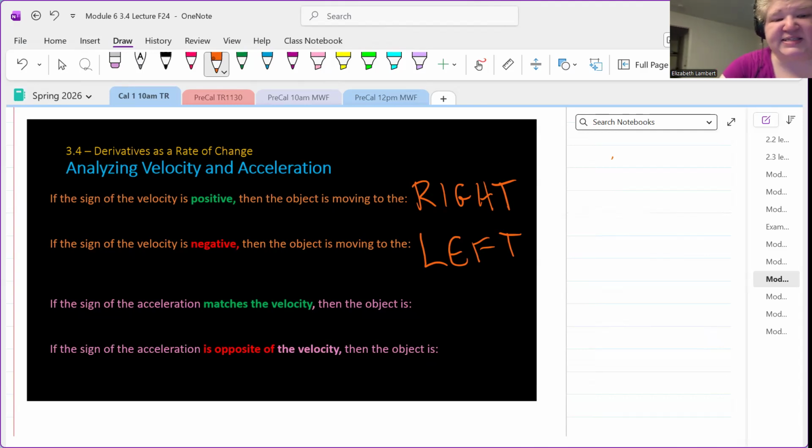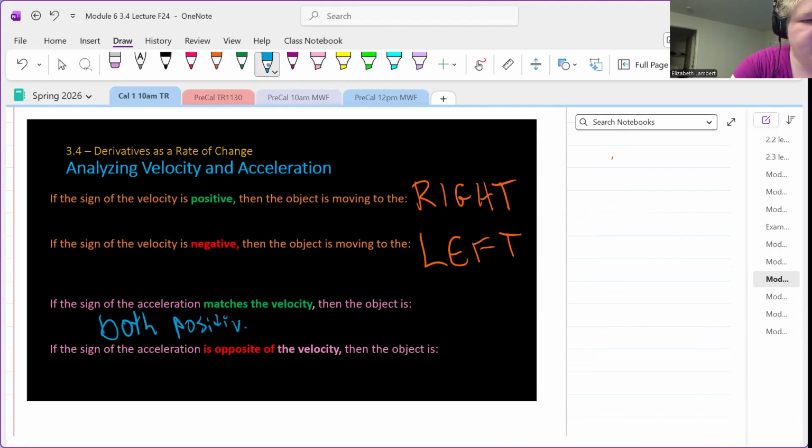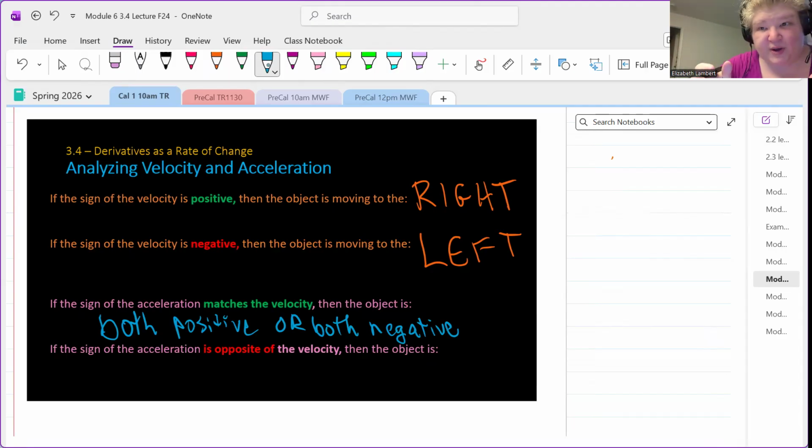If the sign of the acceleration matches the velocity, meaning they are both positive or both negative, then they're going in the same direction, so we're going to go more. So then the object is speeding up. It's going to get faster, go more.